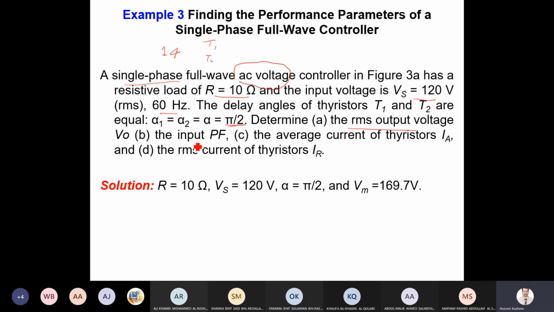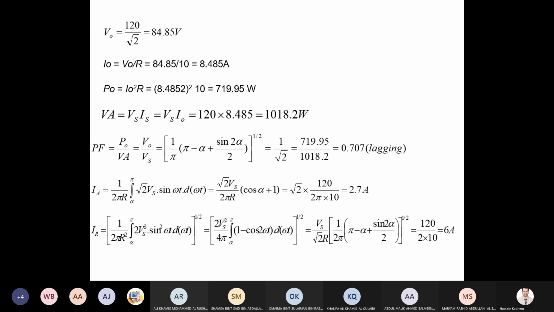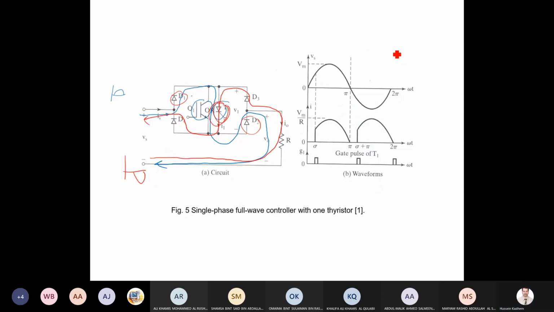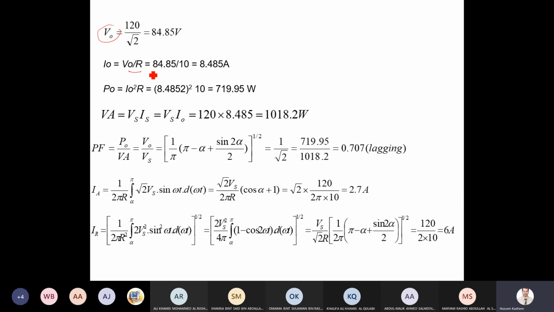Calculate the RMS output voltage. We have a formula. Input power factor. We have a formula. Average current for the thyristor and RMS current for the thyristor. Now we calculated the output voltage. We have the formula, I just remind you here. And this is the formula. Now divide by R, we got the current. You see, it's a procedure. P out is I out squared R. I got the power. Volt ampere, Vs given 120, current is the same. So I got the input power. Now divide them, I got the power factor.